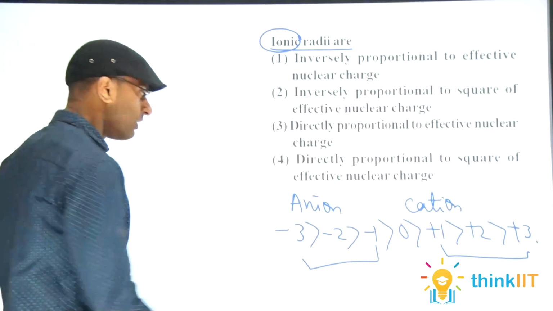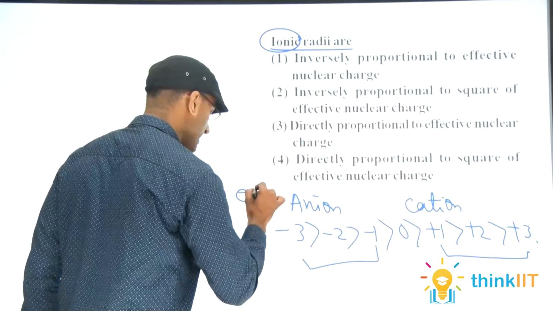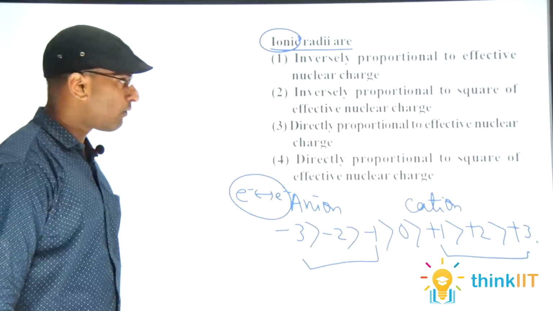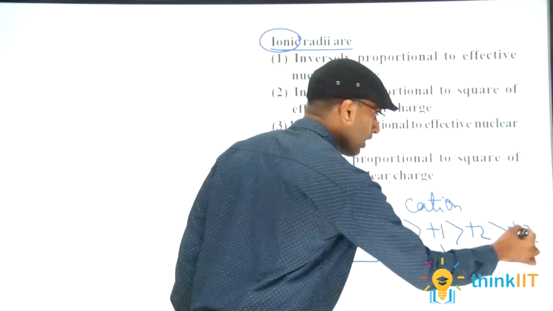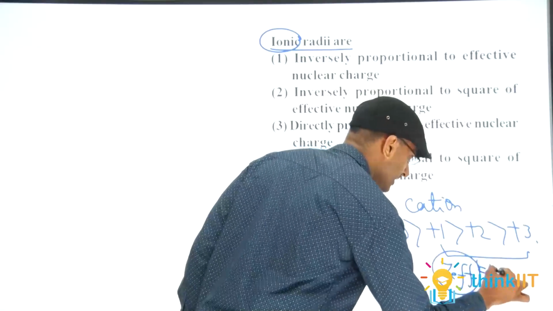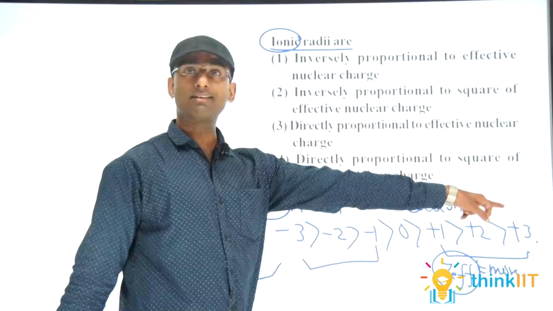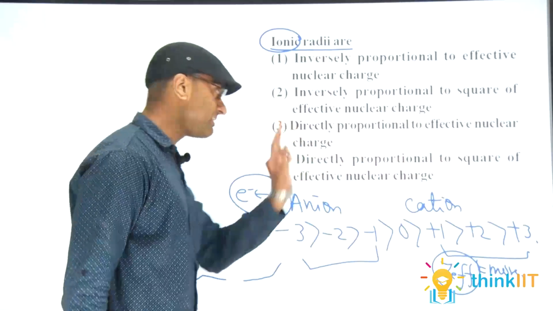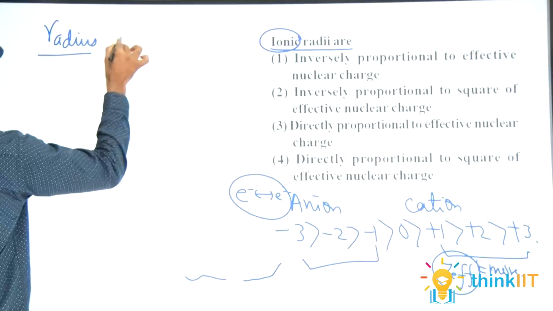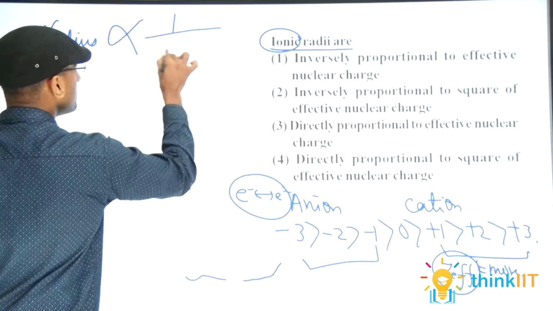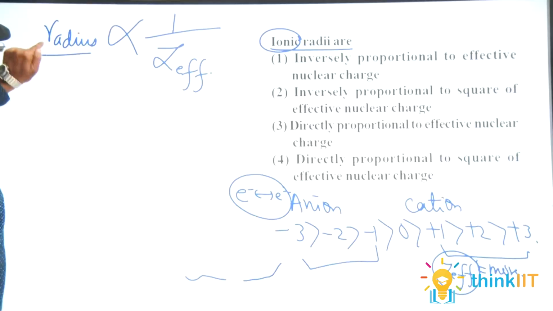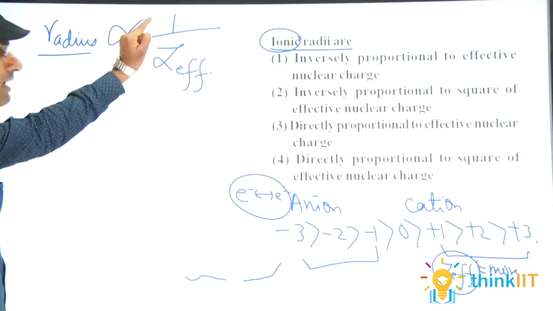What is the reason behind this? More electrons are there, so the electron repulsion is more here, while the number of protons is more. It means the Z effective is more here. So the lesser the size, the more is the Z effective. We can say that the radius is inversely proportional to the Z effective nuclear charge. This is the perfect order, not only for the atom but also for the ions.